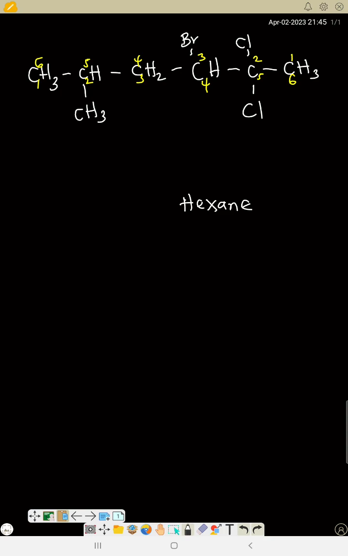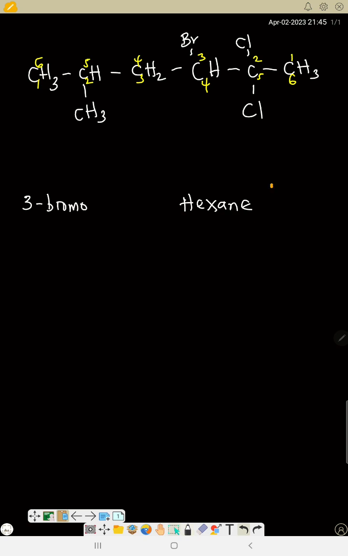So now if I number this way, 1, 2, I have methyl there, but if I number backward, this is 1, 2, 3, so the number is closer to the halogen, that is chlorine. But I'll start with bromine first. What's the position of the bromine? That is 3 bromo.